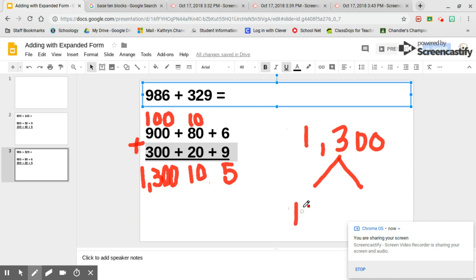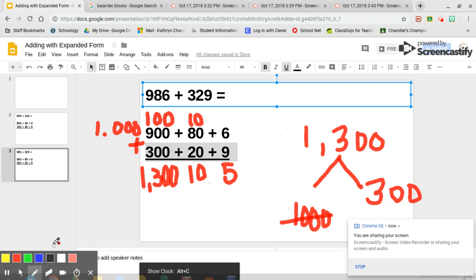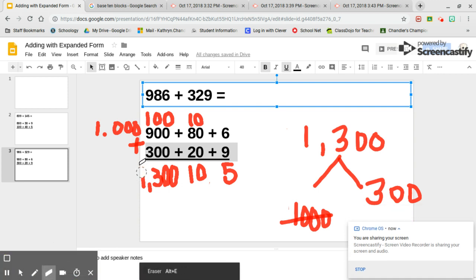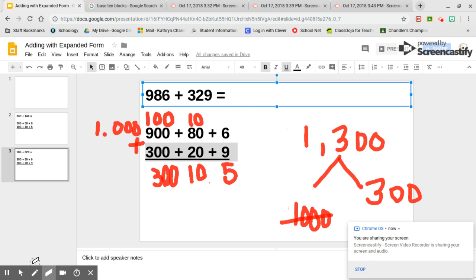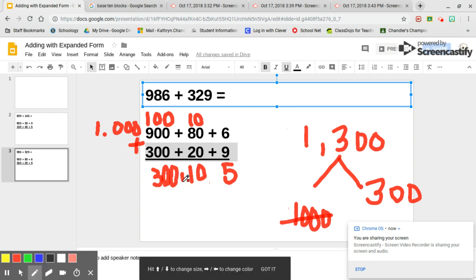1,300 could break into a 1,000, and it could break into a 300. So what I'm going to do, just like before, is take the 1,000 and put it over here where the thousands place would be. It's kind of hard to write with this. And then again, I'm going to leave the 300 in the hundreds place value. So now what I'm left with is 1,000 plus 300 plus 10 plus 5.